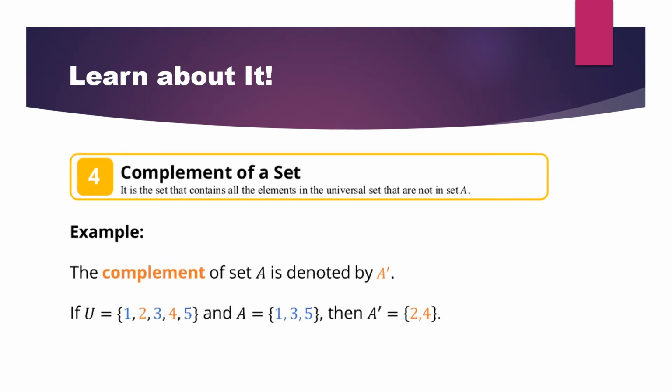Next is the complement of a set. It is the set that contains all the elements in the universal set that are not in set A. For example, the complement of set A is denoted by capital A with an apostrophe, A'. If set U is equal to {1, 2, 3, 4, 5}, and set A is {1, 3, 5}, then the complement of set A is equal to {2, 4}.